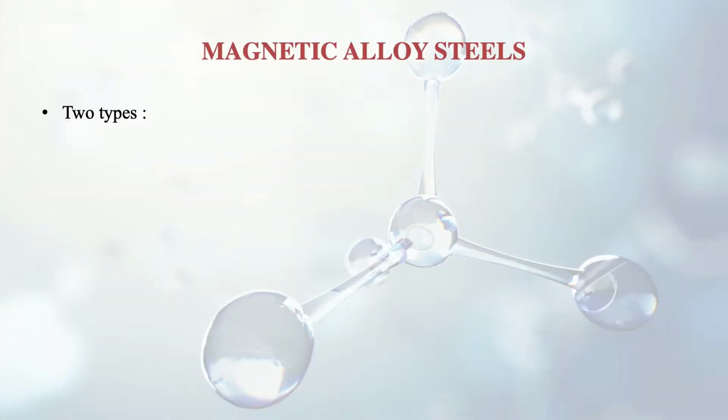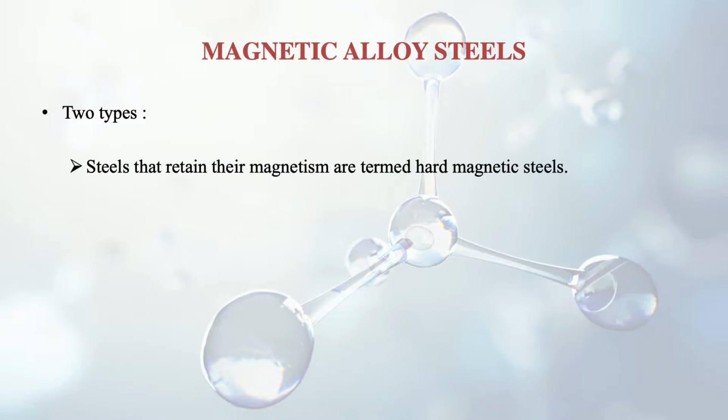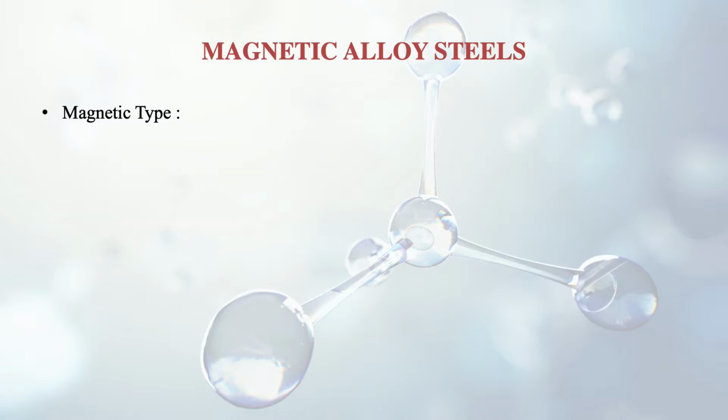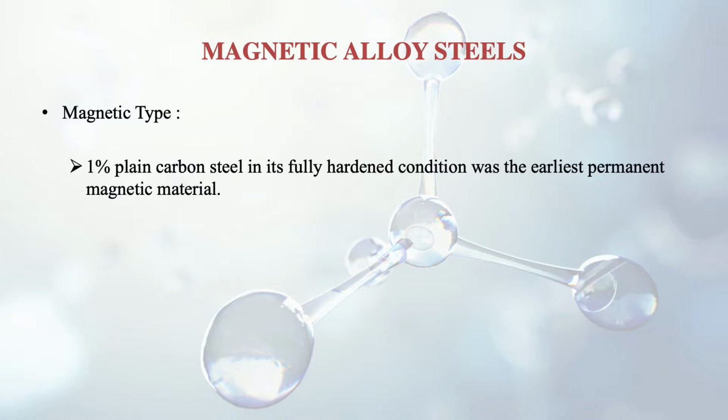Now we discuss the magnetic alloy steels. So there are two types. One, steel that retains its magnetism, is termed the hard magnetic steels, and the other group is the magnetically soft one, the magnetic hard and the magnetic soft. In the magnetic type, 1% plain carbon steel in its fully hardened condition was the earliest permanent magnetic material, it is said.